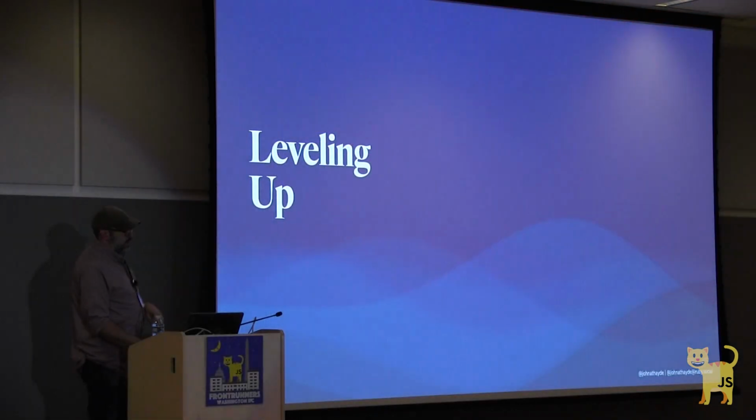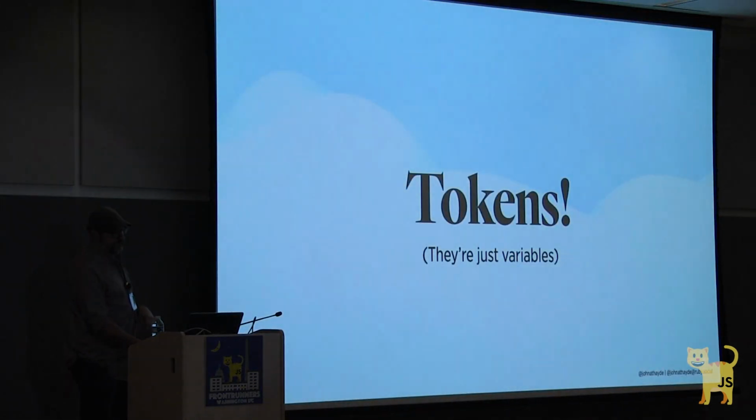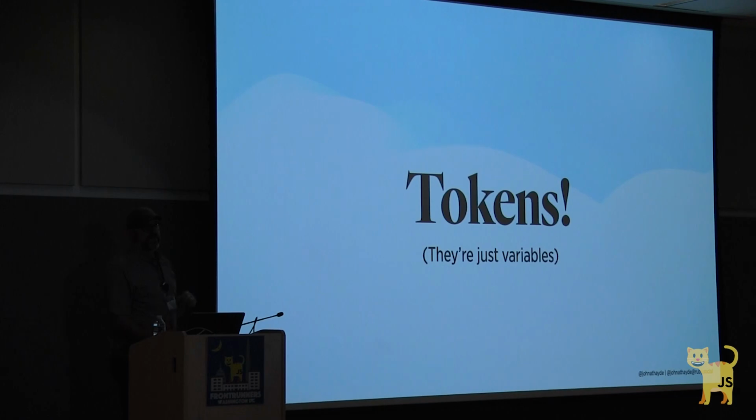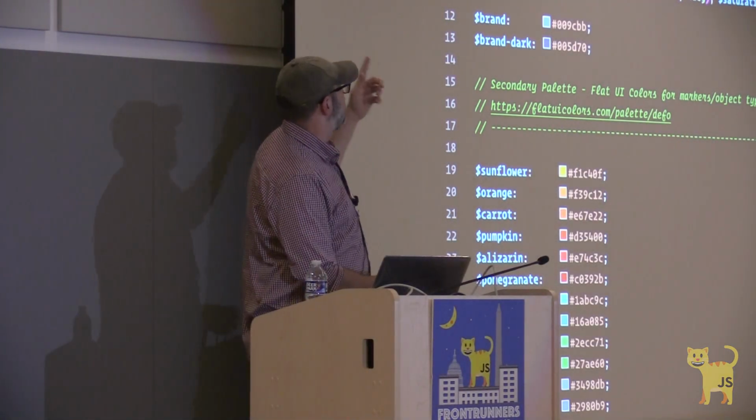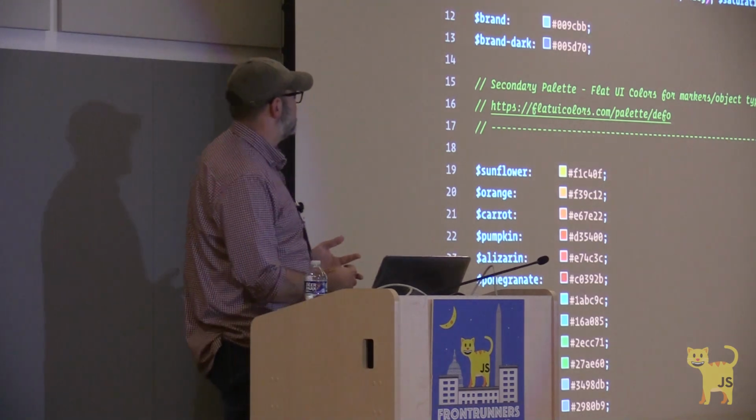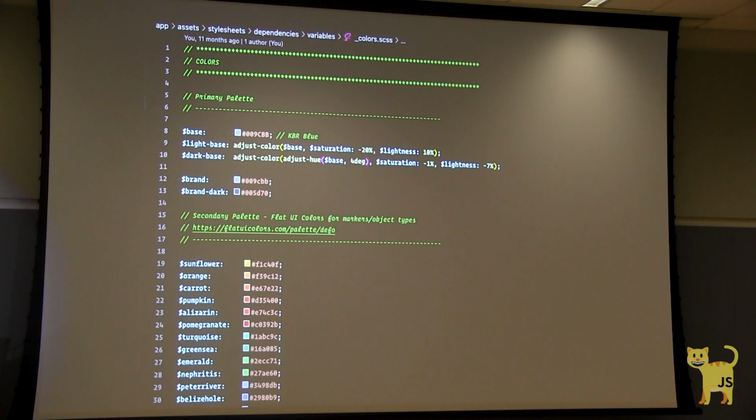So, leveling up. Talk about tokens. Tokens are just variables. It sounds all magical, but it really is defining a variable. And so this is like from that thing. This is the color declaration. So base, light base, you'll start to see my SASS math in here at the top there. And then sometimes it's just defined hex.